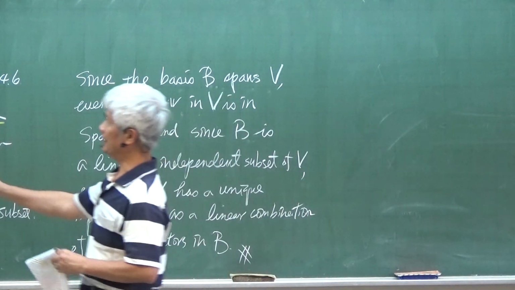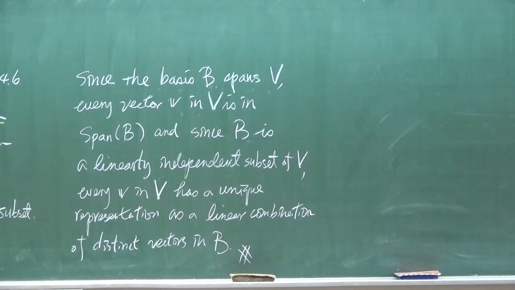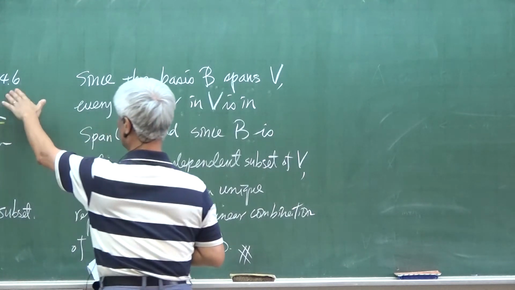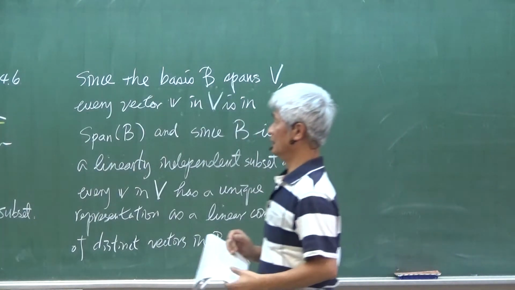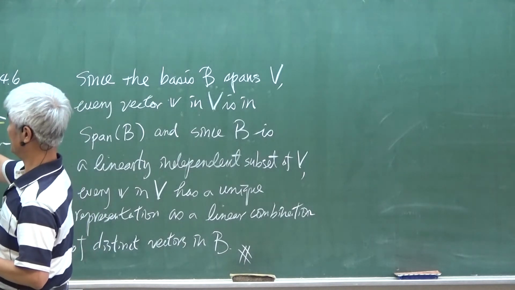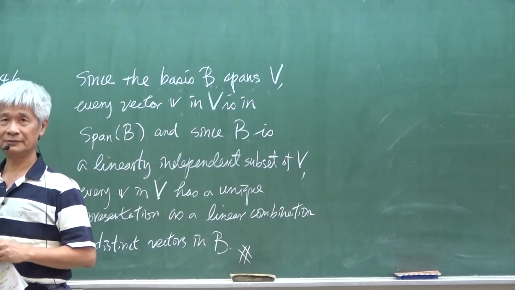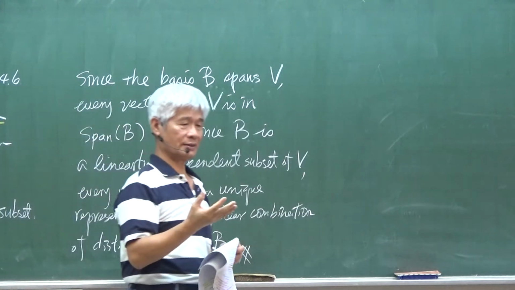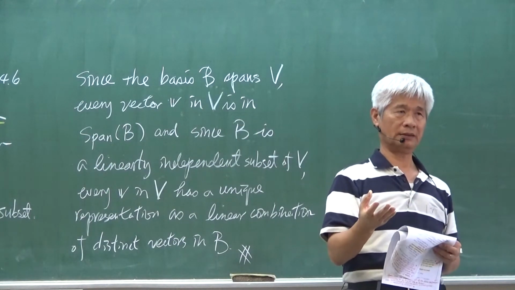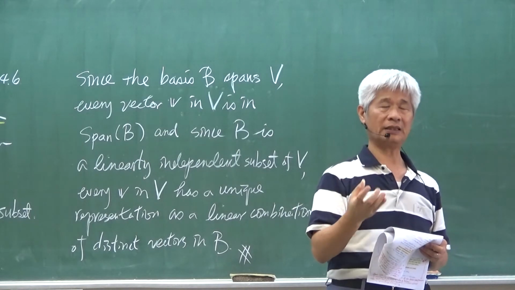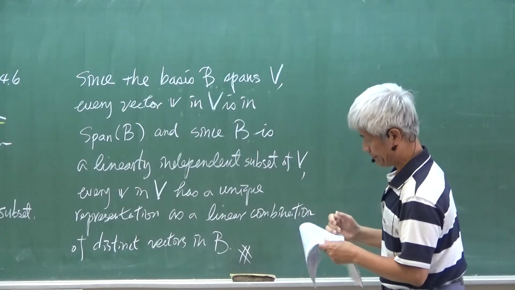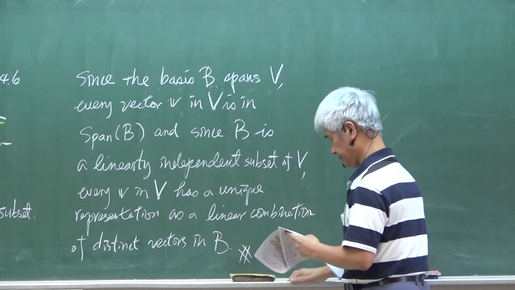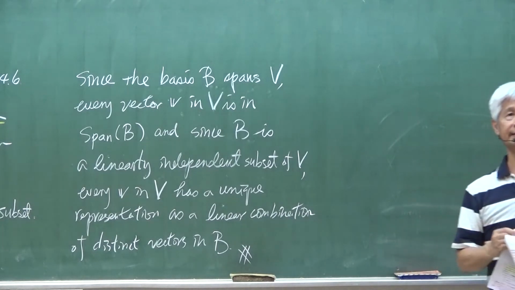So basically, this theorem 5.2.2 is the same as theorem 2.4.6. We just call such a set a basis in chapter 5. So we call a basis a linearly independent subset that spans the whole vector space. Question?